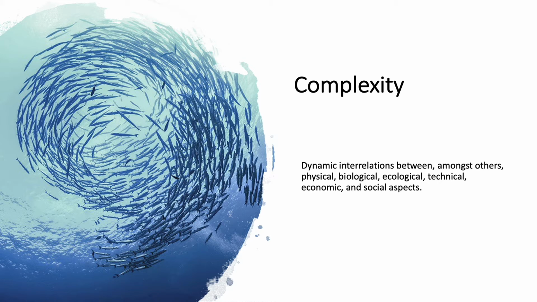So complexity is this dynamic interrelations between, amongst other, physical, biological, ecological, technical, economic, and social aspects. It sounds quite broad. What does make it so different? So let's go back to what dance injury is. Usually we study and research and try to understand dance injury looking mostly at the injury, which makes sense. And then we also look at the dancer and the factors related to the dancer.